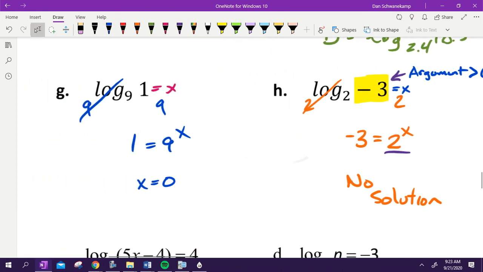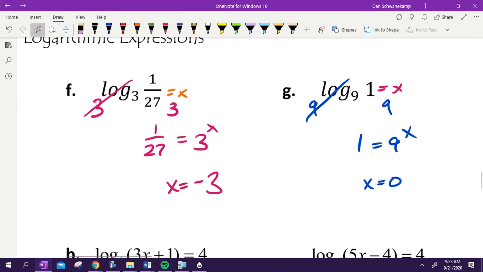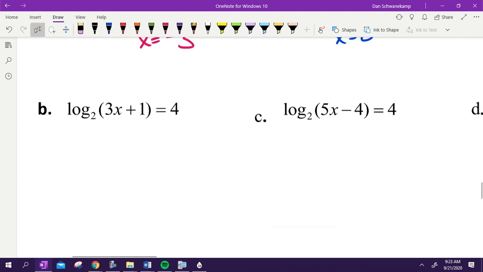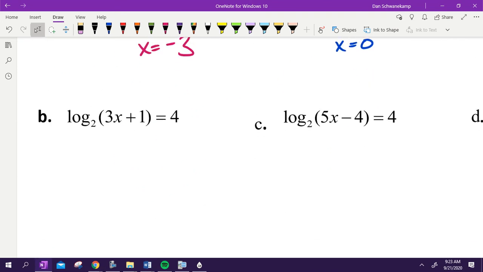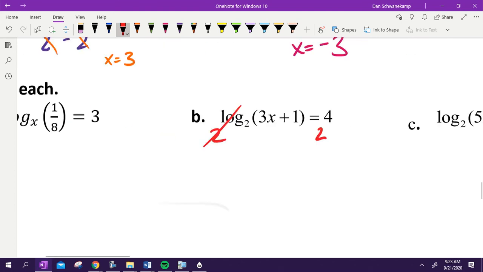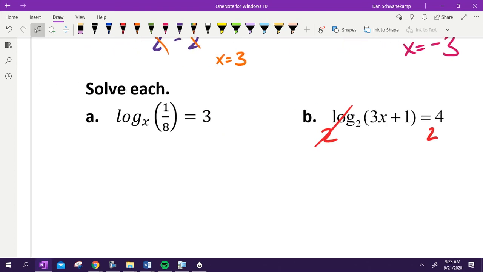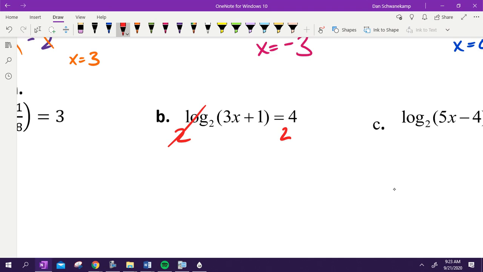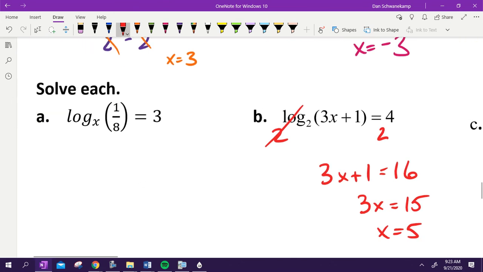Good on H. All of these are pretty much the same. I'll do one more here just so we can see it. But letter B, we raise both sides to a base of 2. Oh, I don't know why I skipped letter A. Whatever, I'm doing B already. I'm going to live with it. I raise both sides to a base of 2. That cancels. I get 3x plus 1 equals 2 to the 4th power. Oh, that's 16. And I just solve. X is 5. None of these are hard. You can do all of these pretty easily.